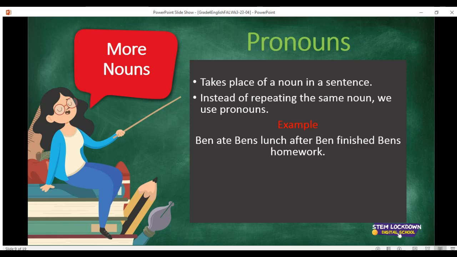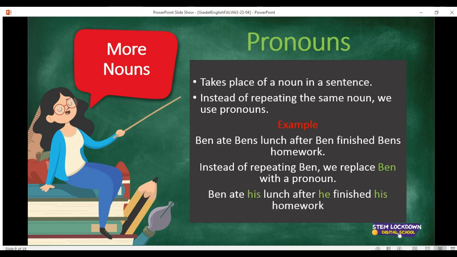So the noun I've got here is Ben. So Ben is my proper noun. But you'll see I'm repeating Ben a lot. So now instead of saying Ben, Ben, Ben, Ben, I'm going to replace Ben with a pronoun. So we're going to say Ben ate his lunch after he finished his homework.